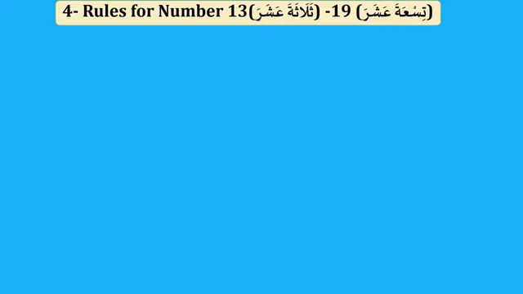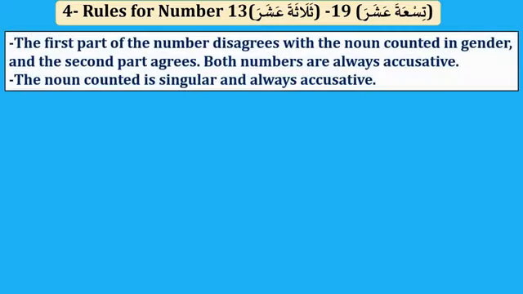13 إلى 19. The first part of the number disagrees with the noun counted in gender, and the second part agrees. Both numbers are always accusative. The noun counted is singular and always accusative.